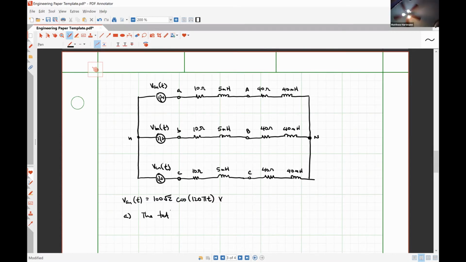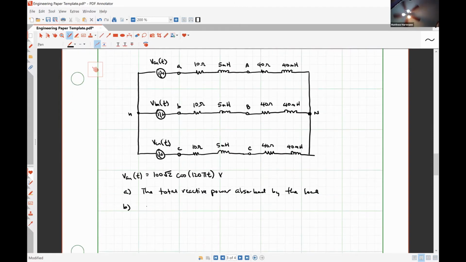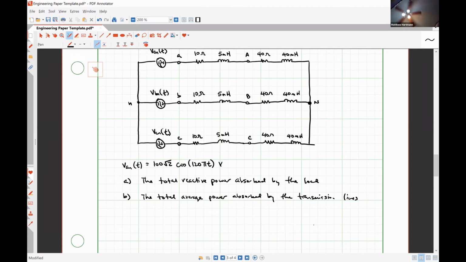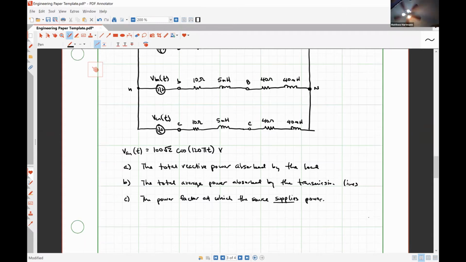The total reactive power absorbed by the load, the total average power absorbed by the transmission lines, and finally the power factor at which the source supplies power.